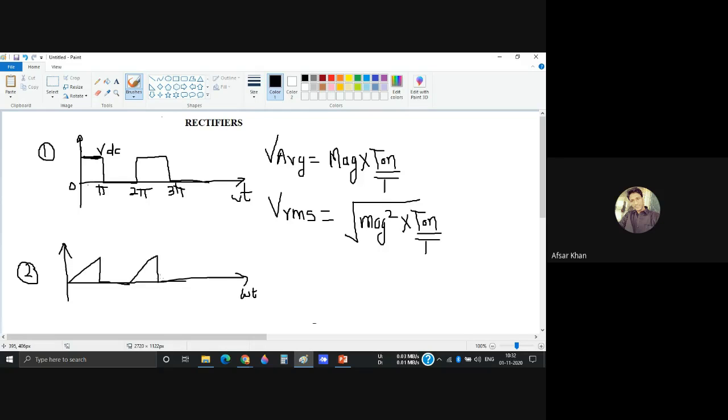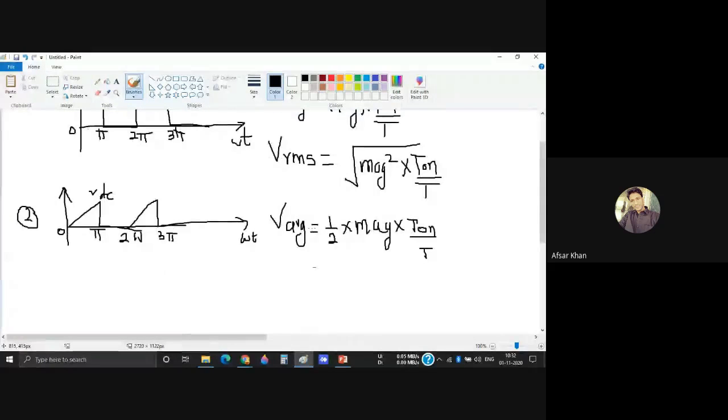For this type of waveform, tell me the average value, V average. Half is the magnitude into T on by T. Half into magnitude into on duration upon total duration. So here this is your VDC, this is 0 to pi. So 0 to pi is the on duration, and 2 pi we can say is the total duration. Yes, students?